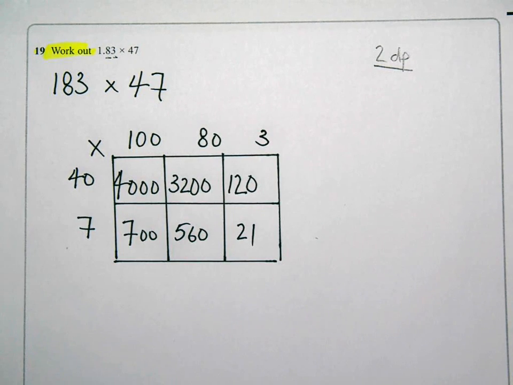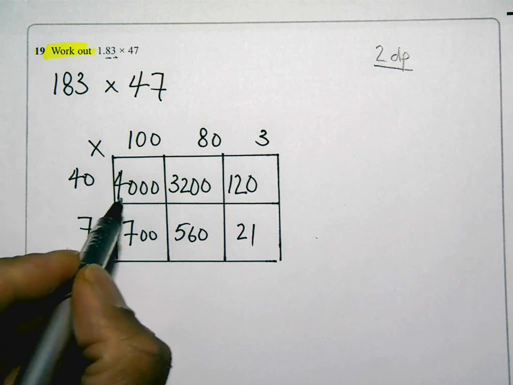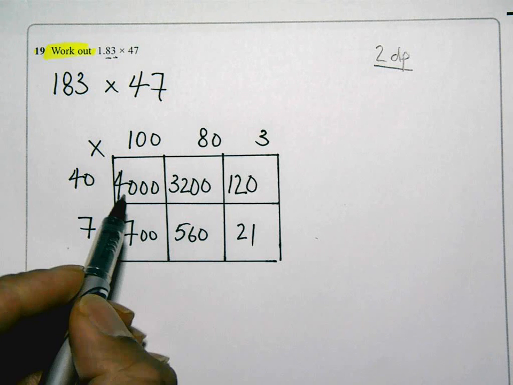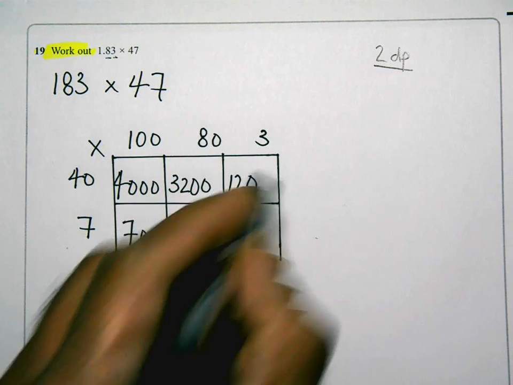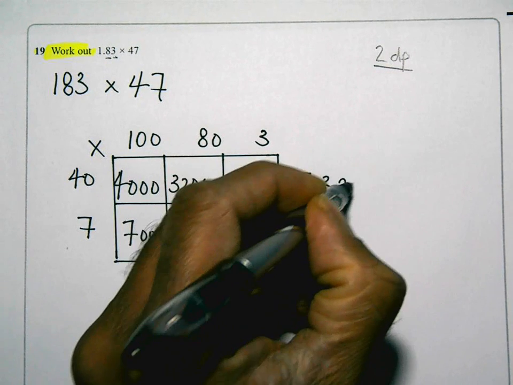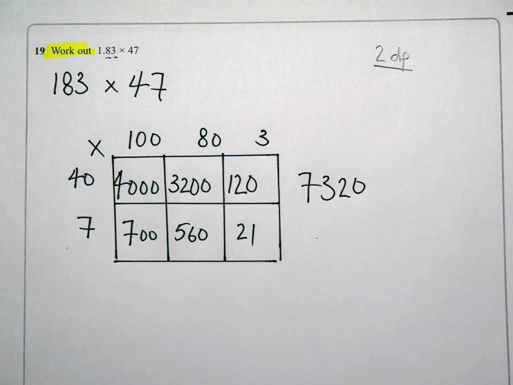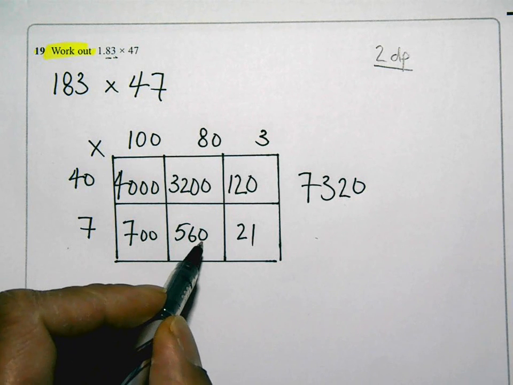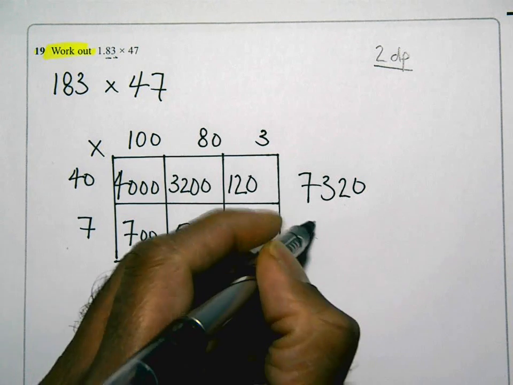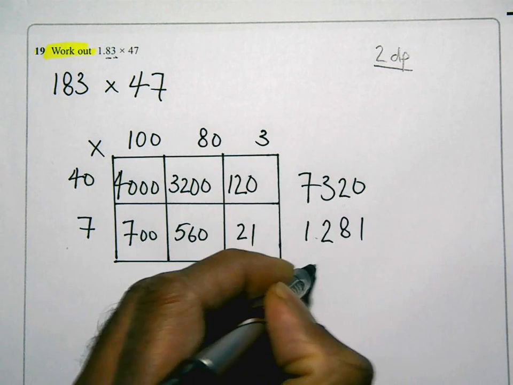Okay, now I need to do some addition. I'm going to add up. What you could do is you could write out all 6 of the numbers on the side and add them up. Take your time, make sure you line them up and go through that. Or I normally work them out as I go across this row. So 4,000 and 3,000, that's 7,000, 7,200, 7,300, 7,320. That's what all of those add up to. And this is 700 and 500, that's 1,200, 1,260, 1,280, 1,281. And I just need to add those two.